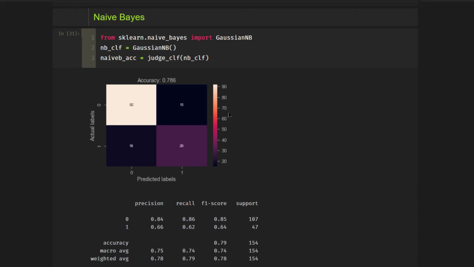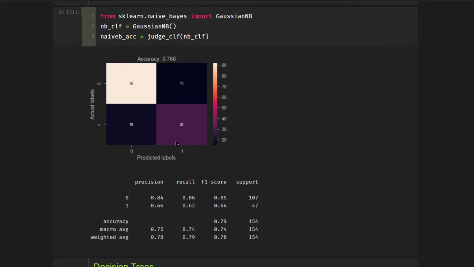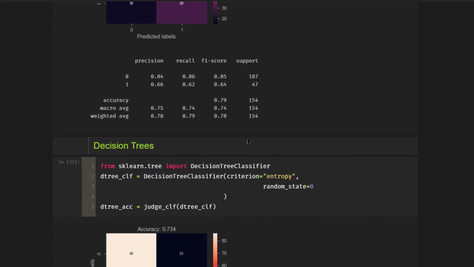So we have seen that the majority of the algorithms have efficiency greater than 75%. And logistic regression has a very good accuracy, above 81%. And of course, the confusion matrix also looks kind of similar, not much difference.